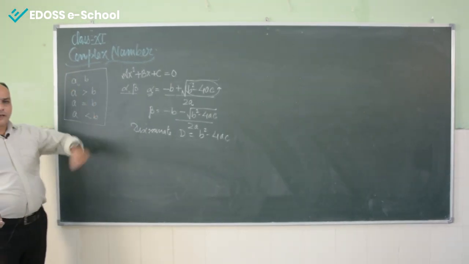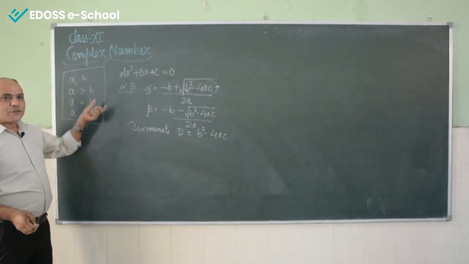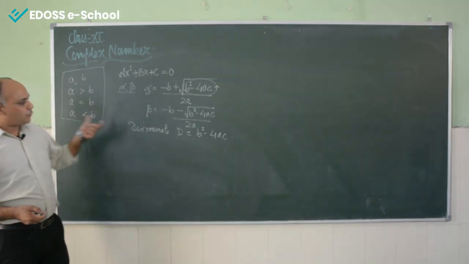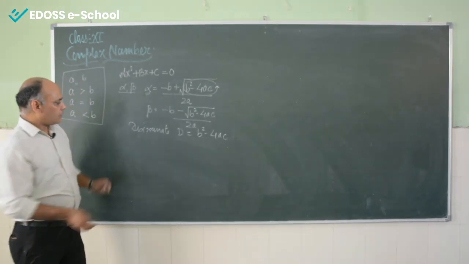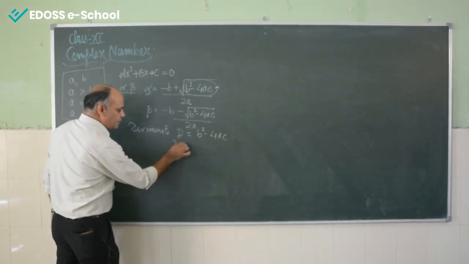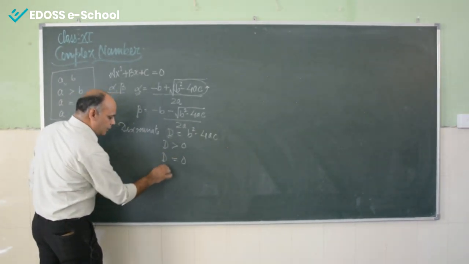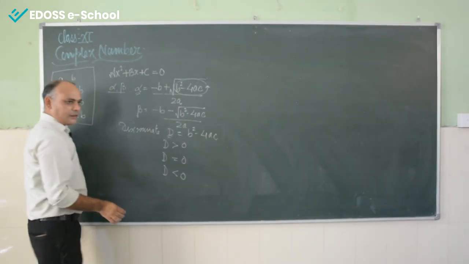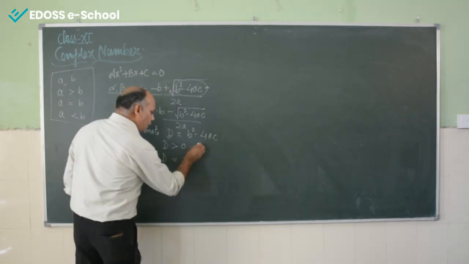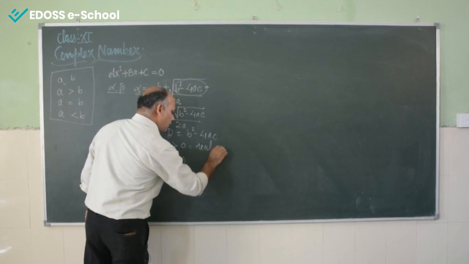If a and b are two different numbers, then a can be greater than b, a is equal to b, or a is lesser than b. But when I am saying about the equation, then in the case of D, that means this discriminant D is greater than 0, or D is equal to 0, or D is lesser than 0. In class 10th we have read that if D is greater than 0, then the roots are real and unequal.